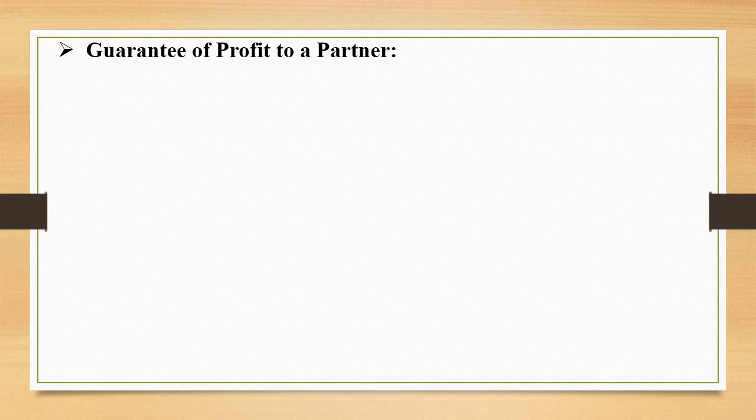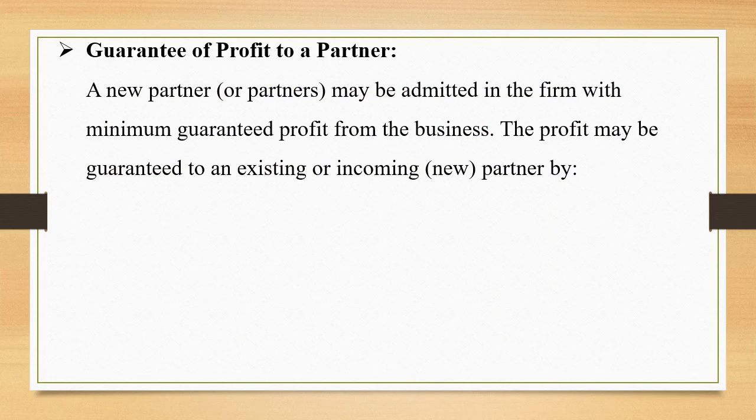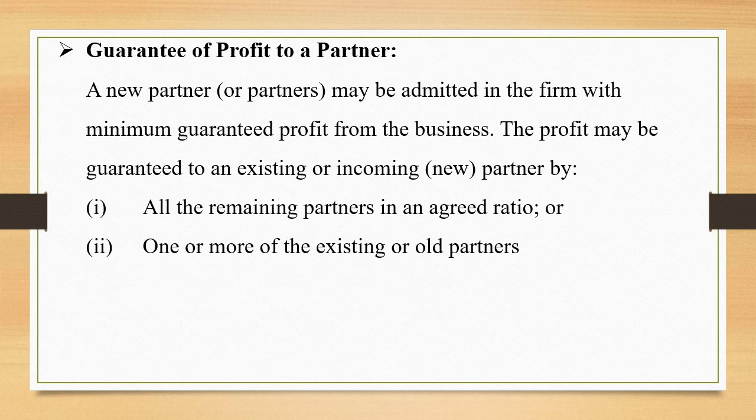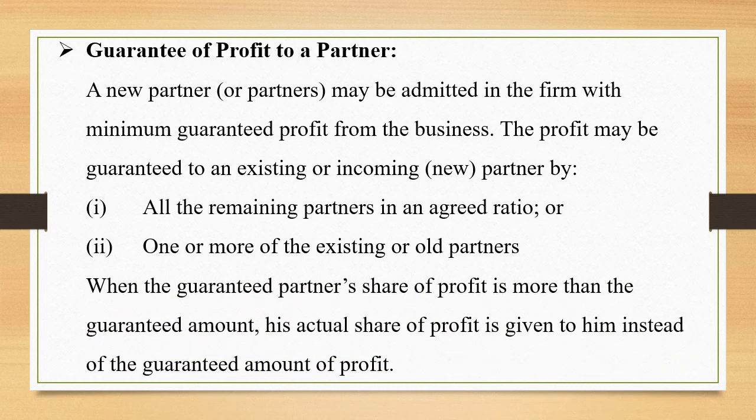Guarantee of profit to a partner. A new partner or partners may be admitted in the firm with minimum guaranteed profit from the business. The profit may be guaranteed to an existing or incoming partner by all the remaining partners in an agreed ratio, or by one or more of the existing or old partners. When the guaranteed partner's share of profit is more than the guaranteed amount, his actual share of profit is given to him instead of the guaranteed amount of profit.